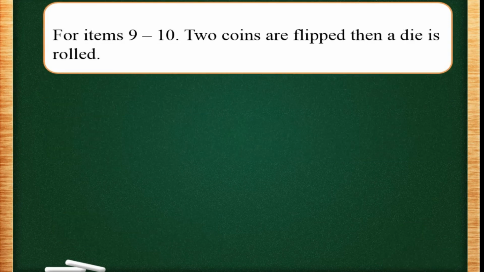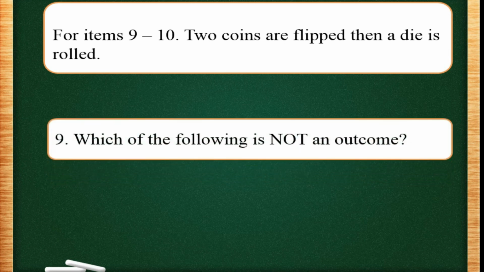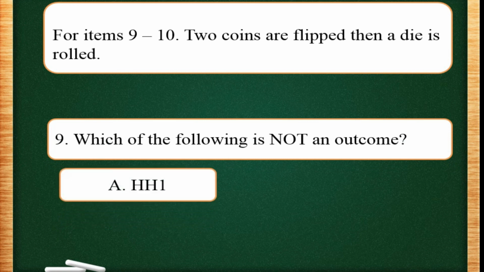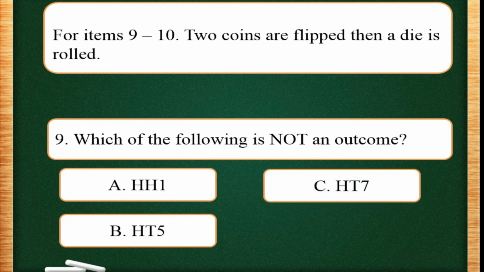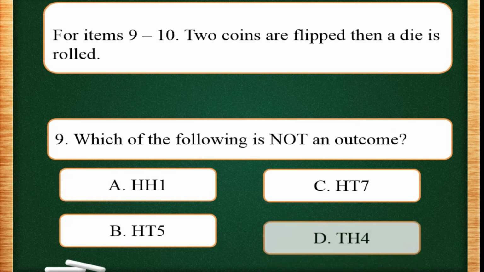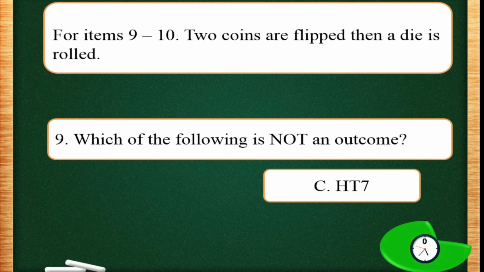For items 9 to 10, 2 coins are flipped, then a die is rolled. Number 9. Which of the following is not an outcome? Letter A, head, head, 1. B, head, tail, 5. C, head, tail, 7. D, tail, head, 4. And you're correct if your answer is letter C.